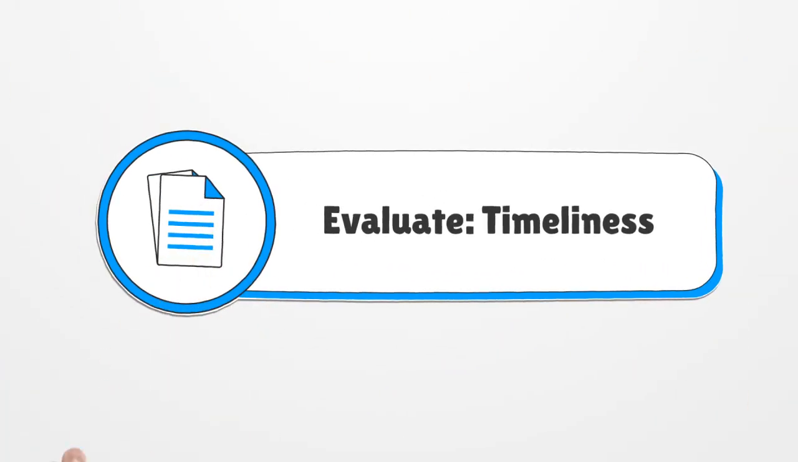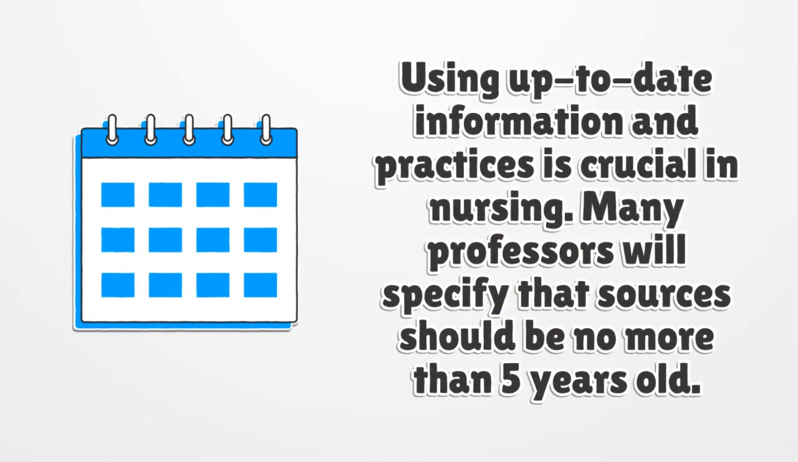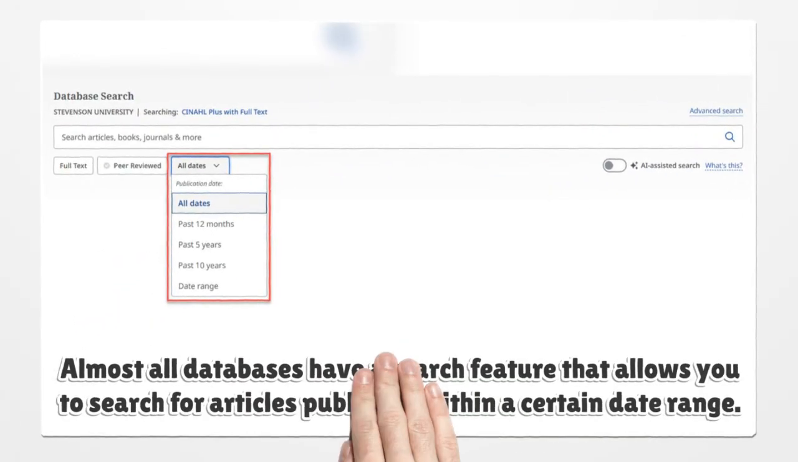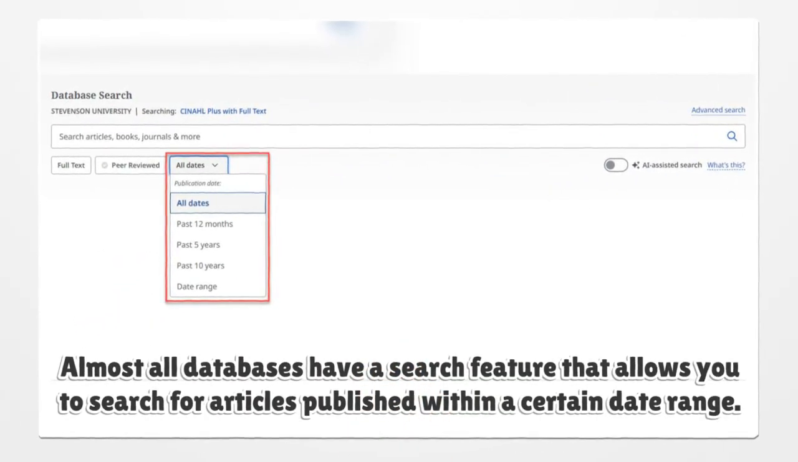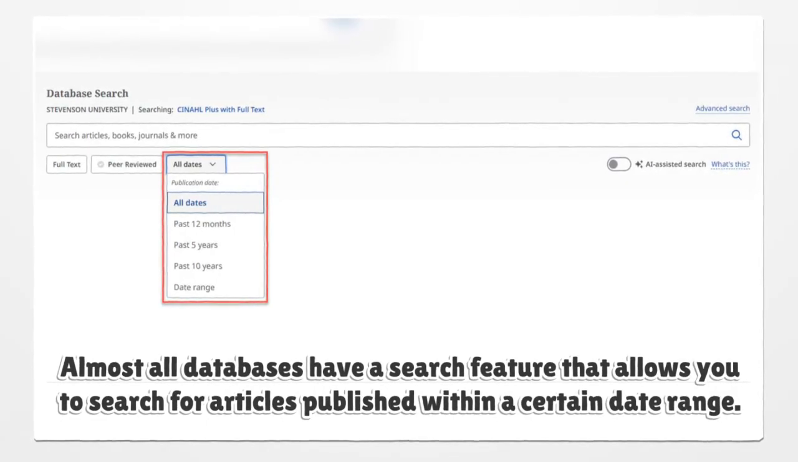Because of the continuously evolving nature of medical research and treatment practices, it is important to be aware of the timeliness of any information that you access. You should strive to use only the most recent and up-to-date information. The most current medical studies are generally less than 5 years old. Almost all databases allow you to limit your search results by publication date so that all of the results you find fit the required time period.